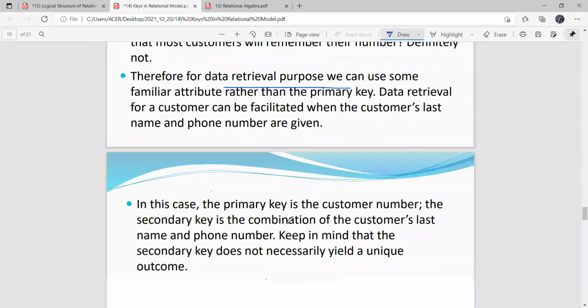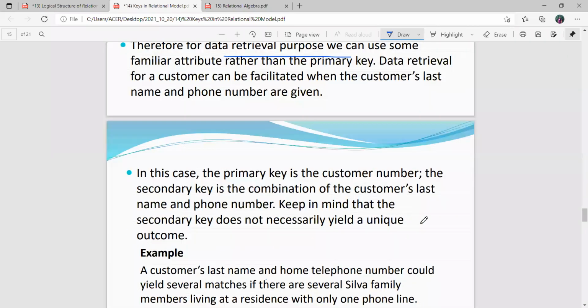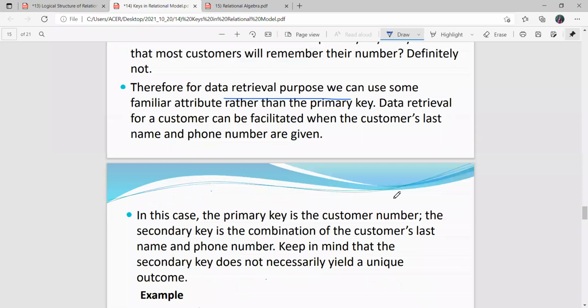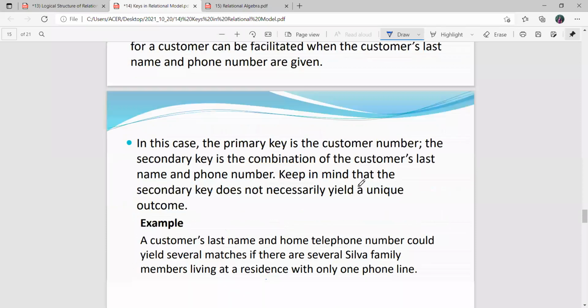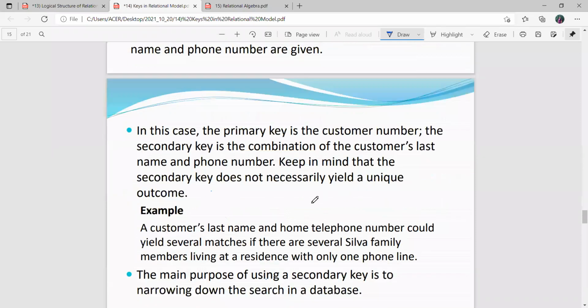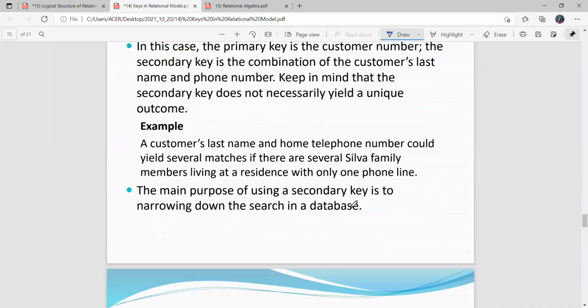Okay, these are some examples. You can go through them. When you consider a customer, you can use the customer's phone number to retrieve the information. Definitely a customer remembers his or her phone number, no? So you can use the customer's phone number to retrieve data from the database. At that time, customer ID is the primary key, but we can use the secondary key to retrieve the data. Such keys are known as secondary keys.